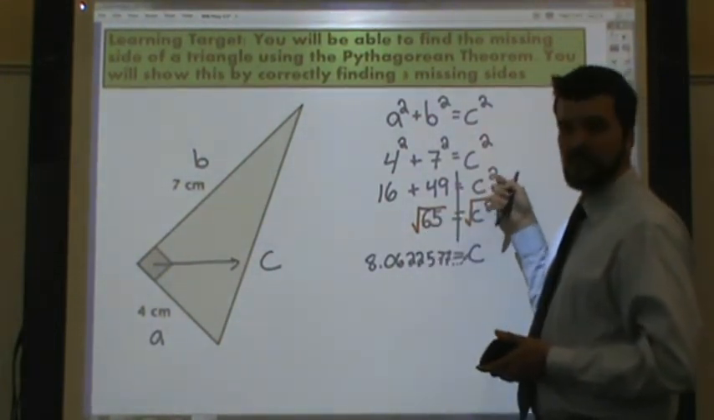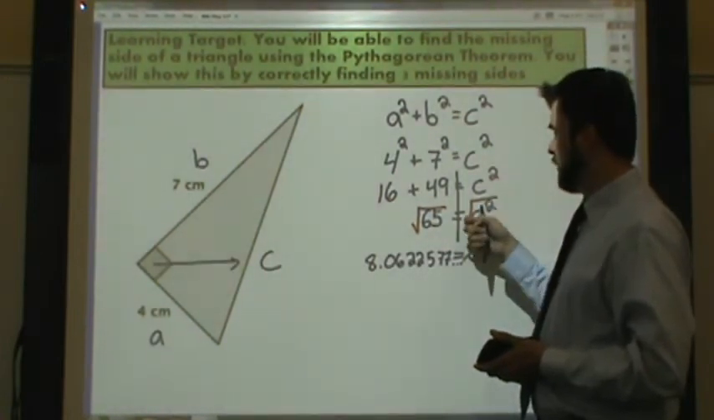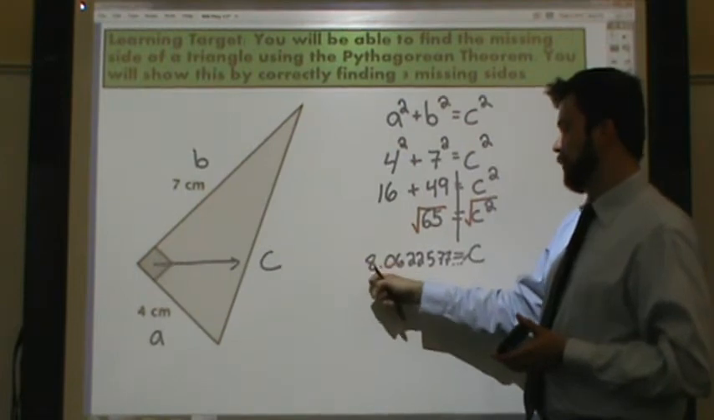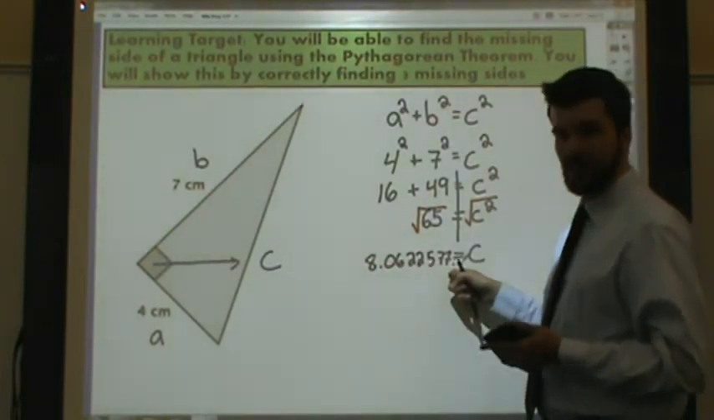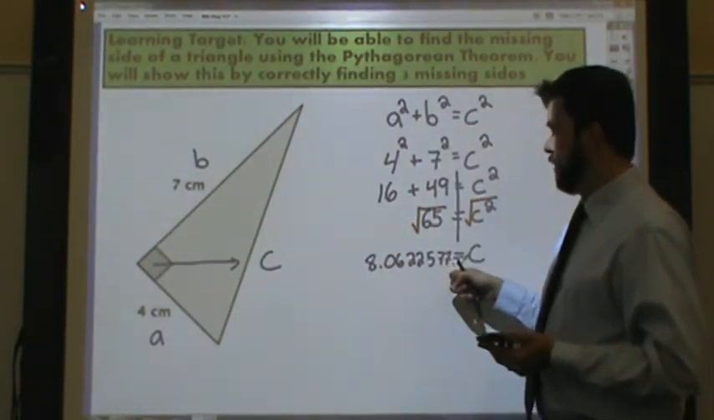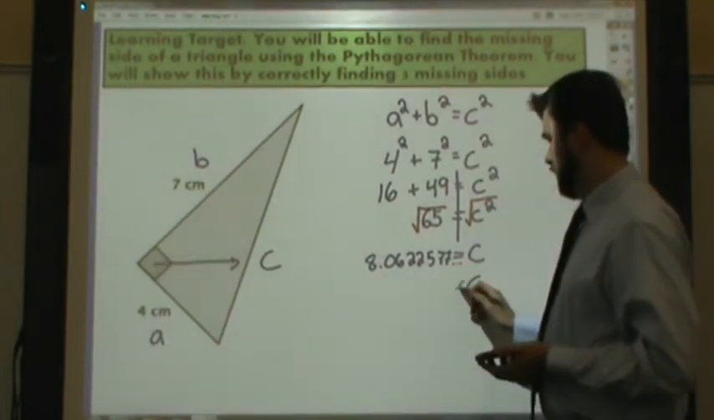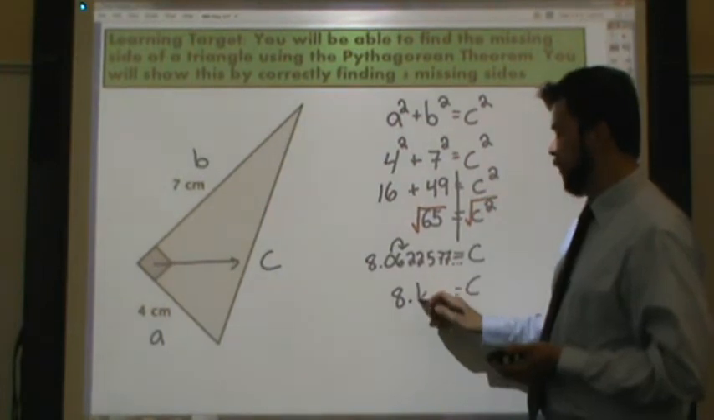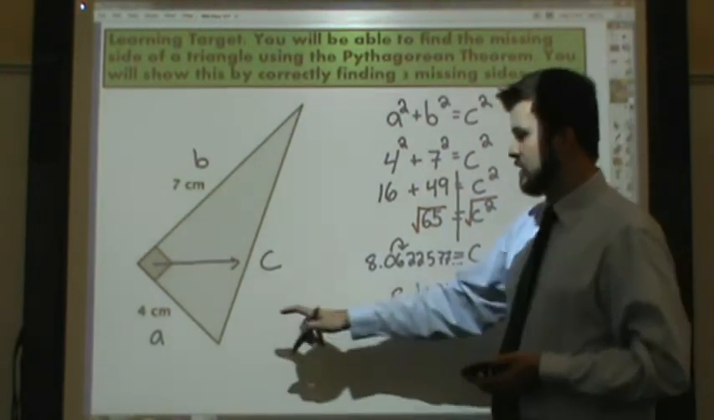We want to do the opposite of squaring. The opposite of squaring is square rooting, both sides. When we type it in, we get 8.06225577 and so on. So rounding off to the tenths place, let's call that 8 point, and because the 6 is 5 or larger, I have to call it 1, using my units, centimeters.